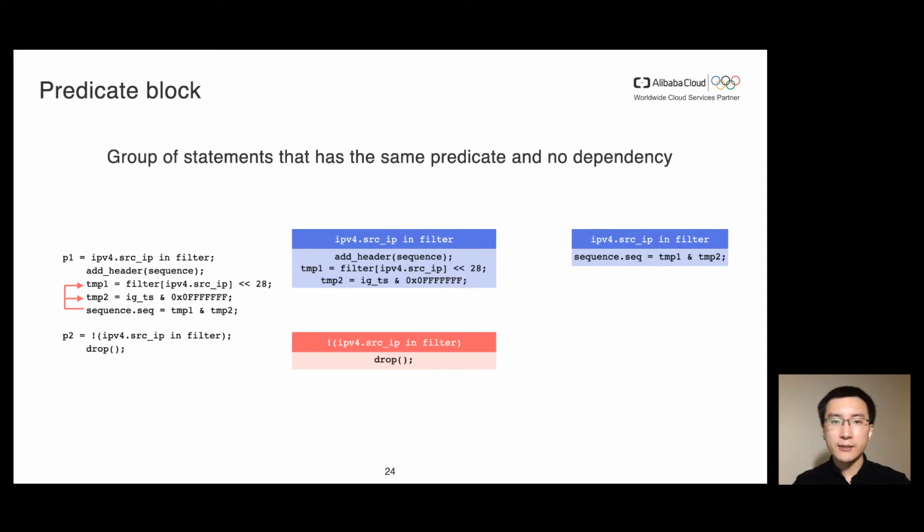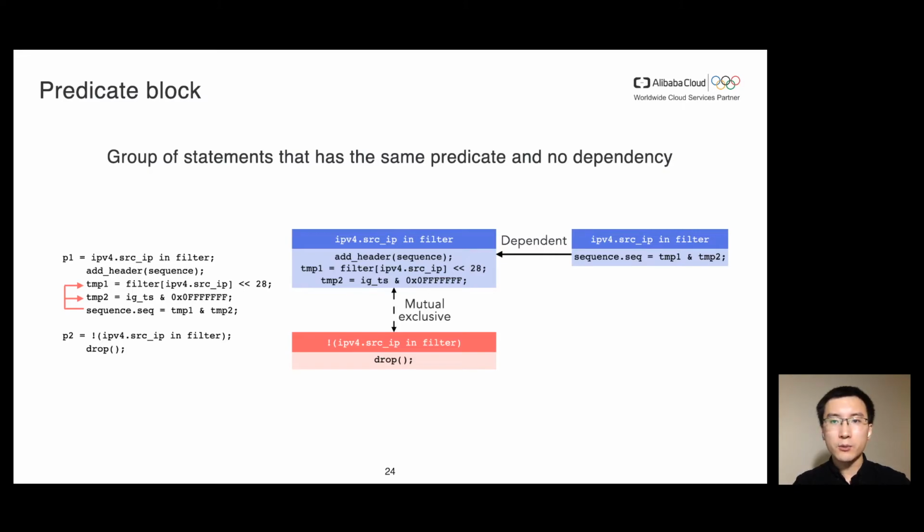Next, we need to analyze the relationship between the predicate blocks. There are two types of relationships. The first is one predicate block depends on the other. This happens when one statement in the predicate block depends on one statement in another predicate block. So we can see that the second blue predicate block depends on the first one. The second type is mutual exclusive. This happens when the predicates of two predicate blocks can never happen at the same time. In our case, the red and the first blue predicate block are mutually exclusive.